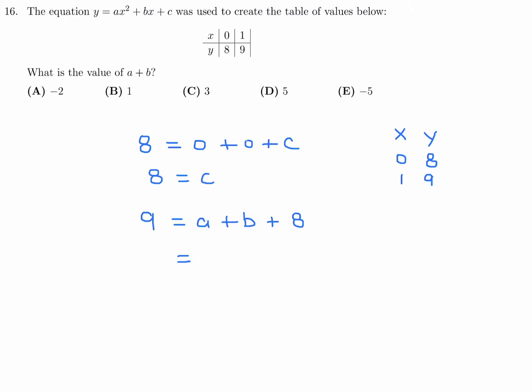All I've done is just substitute these points into this equation. Nothing fancy. So now a plus b, if I bring the 8 over, is 1. And that's it. That's what they wanted me to figure out. It doesn't need to be any more complicated than it should. Number 16, therefore, is B.